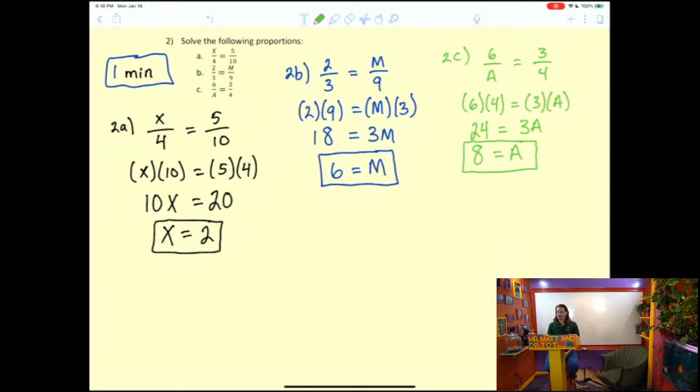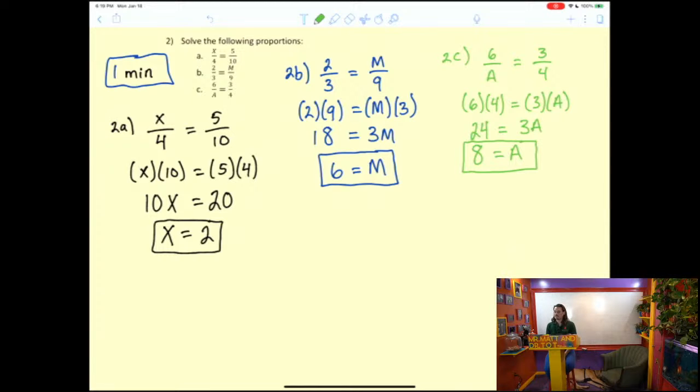For 2b, if we have 2/3 is equal to m over 9, cross multiplying, we're going to get 2 times 9 is equal to m times 3. So 18 is equal to 3m. Dividing by 3 on both sides, m is equal to 6.